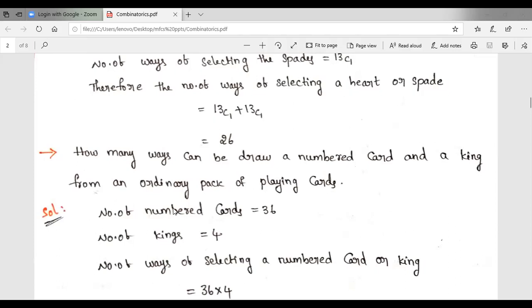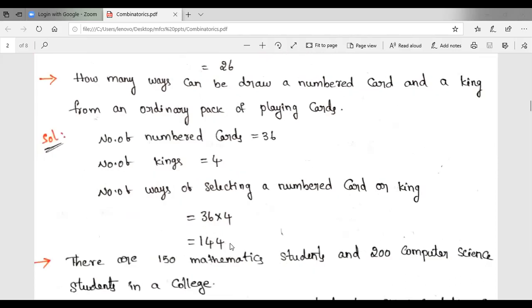So the number of ways of selecting a numbered card and a king. Each time we pick a single card, so we have 36 possibilities. In that, how many kings are there? 4. So the product of these two, number cards and kings: 36 into 4, that is equal to 144 possibilities.